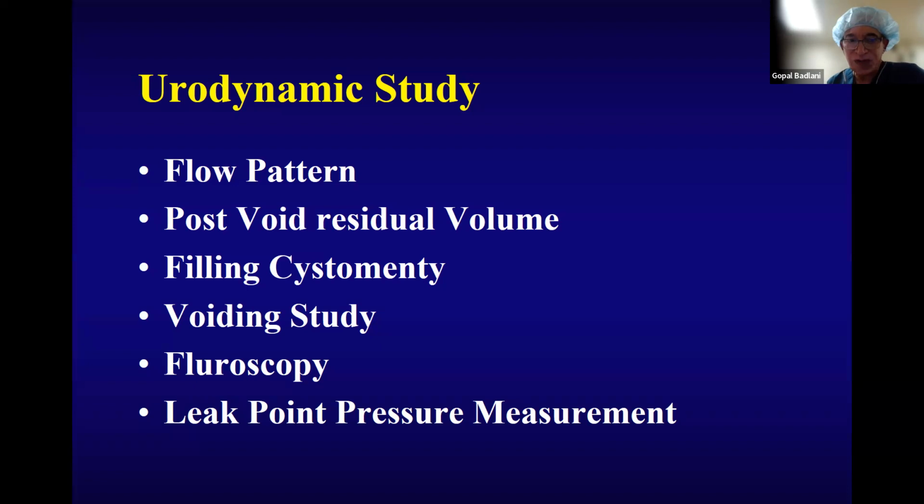Urodynamic study is helpful to look at the flow pattern, which is a very helpful screen. The residual urine volume is an important guideline principle, even for stress incontinence, to do a flow and a post-void residual. Filling cystometries rule out detrusor overactivity. You have a voiding study. Fluoroscopically, it's helpful to know where the obstruction is or how much hypermobility is present.